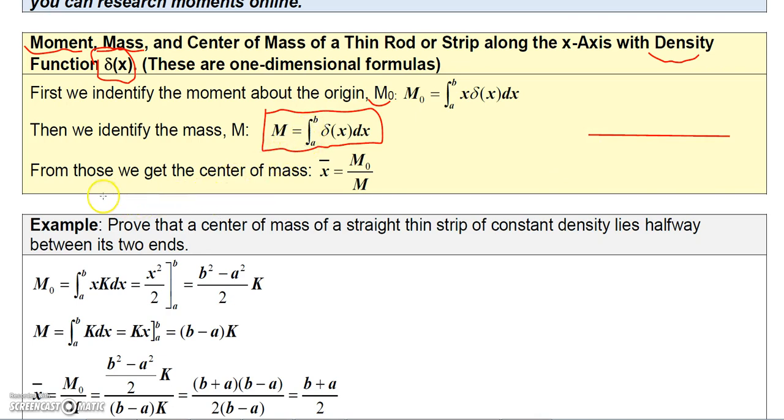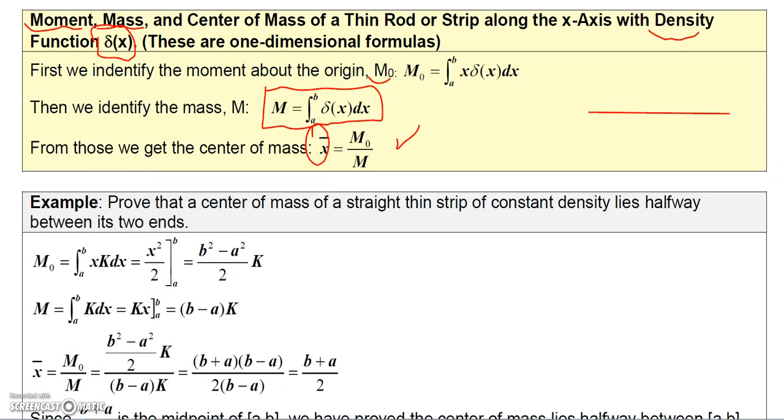And from those two values, you can get the center of mass, which we will call x bar. You take the moment about the origin, then divide it by the mass, and that's going to give you the center of mass. So let's go ahead and look at an example.